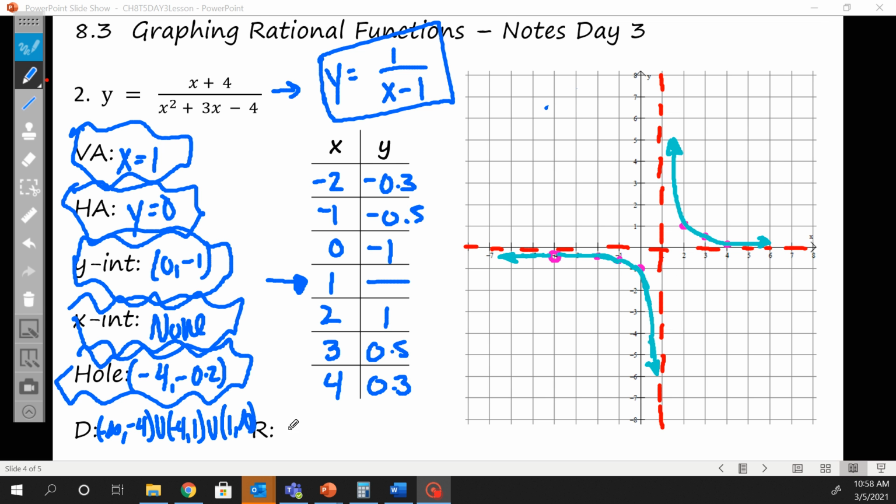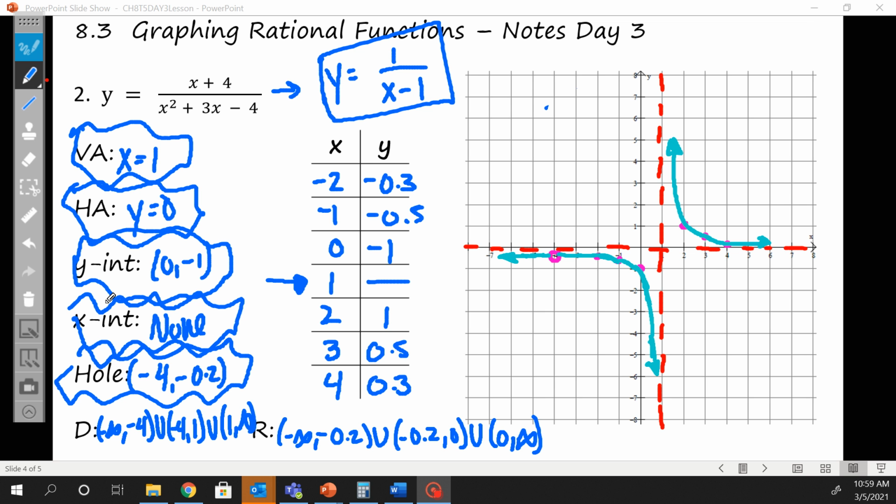For the range, it starts here at -infinity and runs up to the discontinuity. So -infinity, and it runs up to -0.2. It runs from -0.2 up to 0. And then it runs from 0 up to infinity. Okay, so 3 different pieces, here to here, here to here, and then from here up to here. All right, so that is our range.